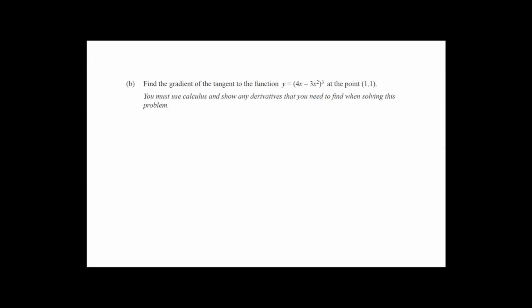All right, next one. We're told to find the gradient of this function, y equals (4x minus 3x squared) all cubed, at the point (1, 1). We'll take this when x equals 1. So you must use calculus. Okay. So for this, I guess we could expand this bracket out and get a big long polynomial, but it's going to be a waste of time really.